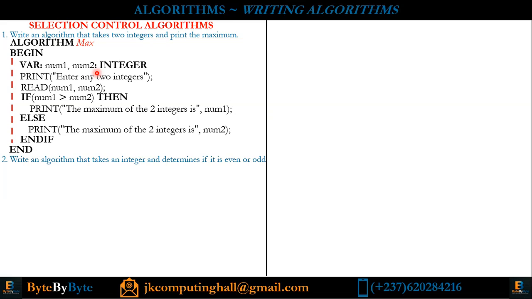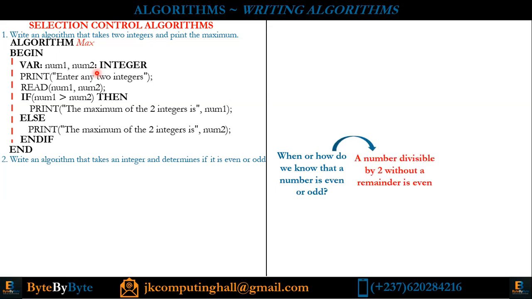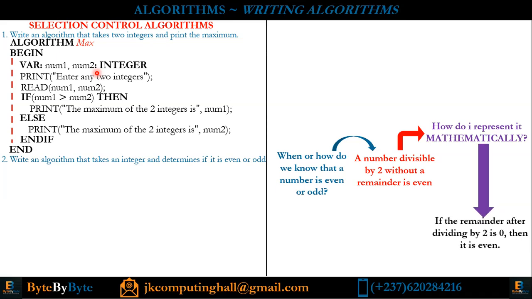Okay, let us proceed. How do we know that a number is even or odd? A number divisible by 2 without a remainder is even, that is, the remainder is 0. I use this text for you guys to better understand. But now, how do I represent it mathematically? If the remainder after dividing by 2 is 0, then it is even. That is it.